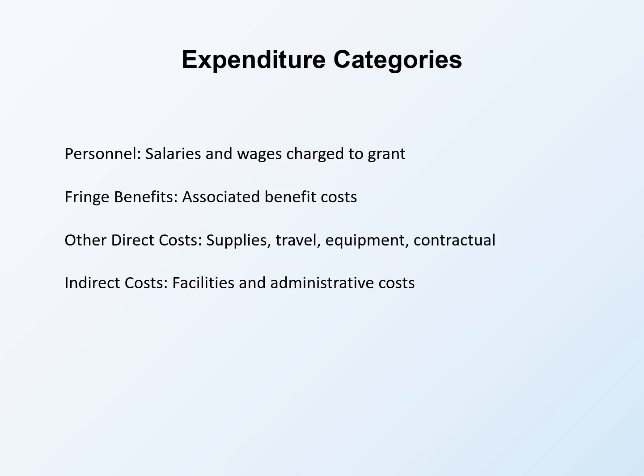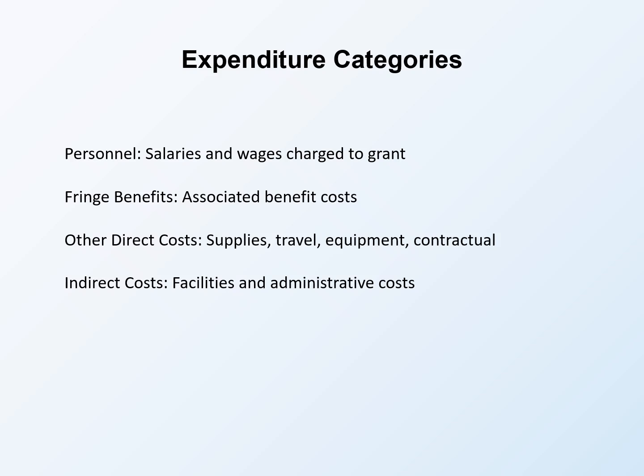Fringe benefits are the associated benefit costs for grant-funded personnel. Benefits typically include health insurance, retirement contributions, payroll taxes, and similar costs. Fringe is usually calculated as a percentage of salaries or based on actual costs. Other direct costs encompass supplies, travel, equipment, contractual services, and other expenses directly attributable to the grant. These costs are specifically identifiable to your project. Report each category according to the form requirements and your approved budget structure.